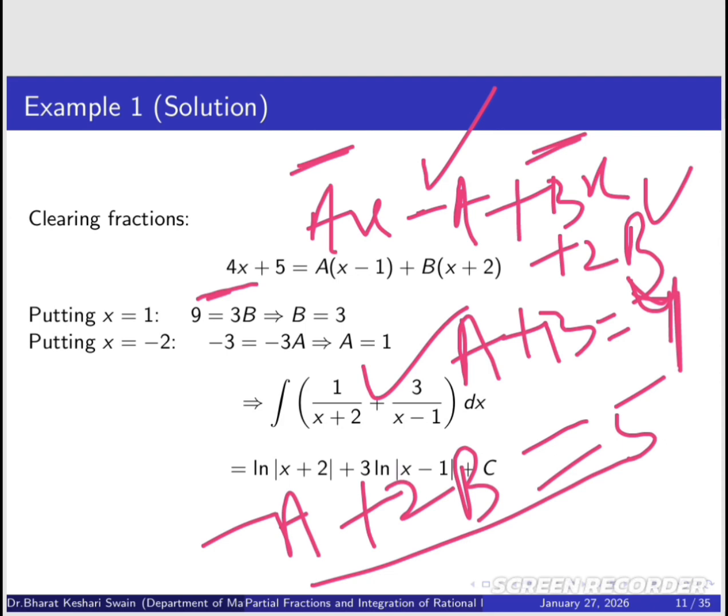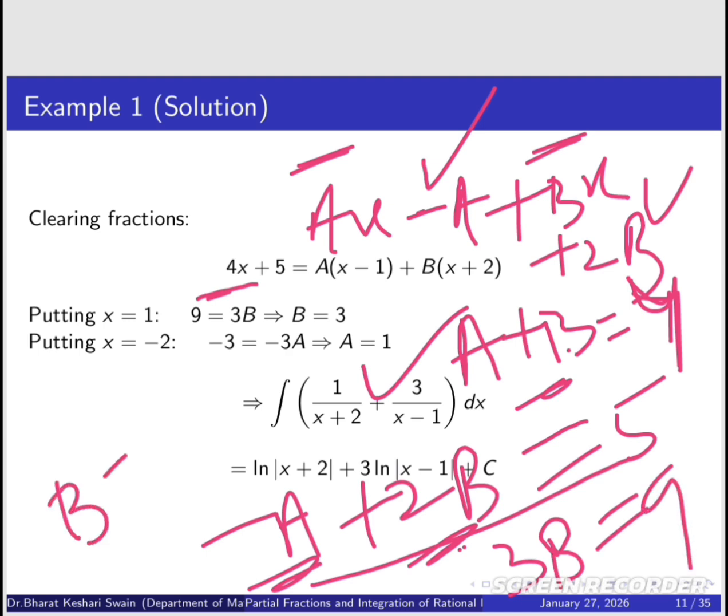How to solve it? Just add, because here it is a, here it is minus a. So if we add the two equations, a and minus a will be cancelled. So it will be 2b plus b, that means 3b. So 3b equal to 9, and your b will be 3. The value of b will be equal to 3.